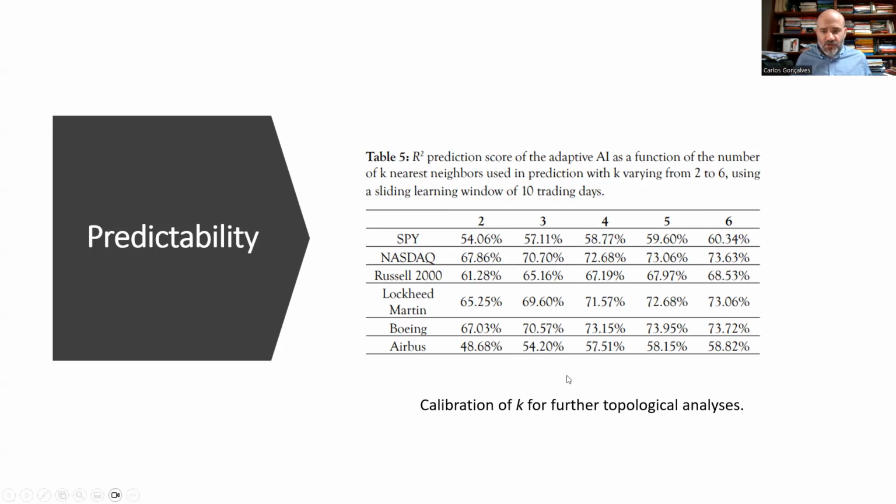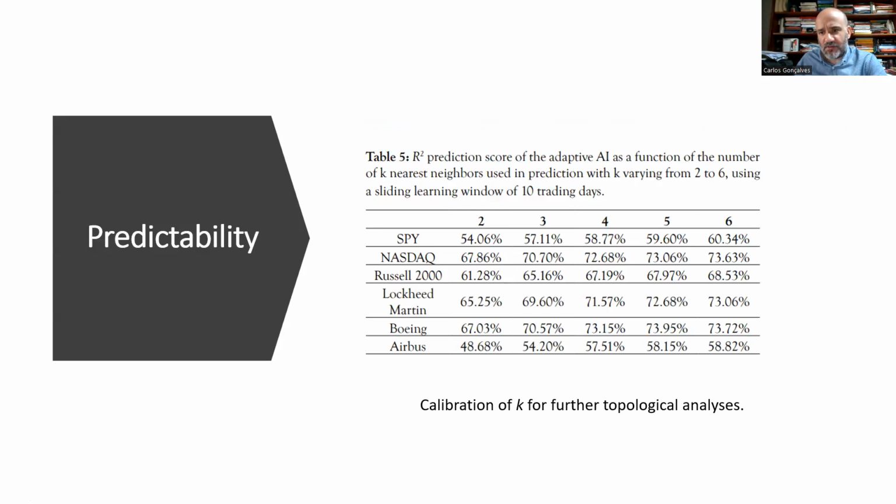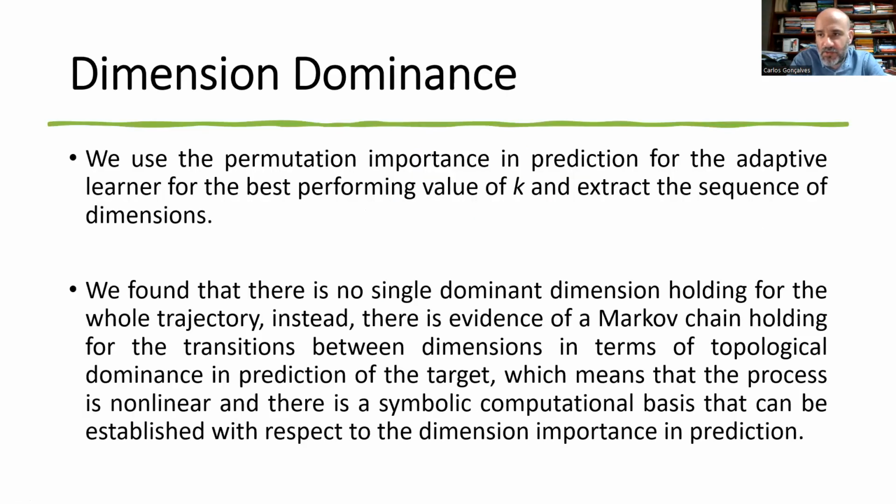So this was used for choosing the value of K. It's 6 for these various financial series, except for Boeing, which has a value of K equals 5 as the best prediction performance. And this was used for the analysis of K nearest neighbors graphs. Now, next, using this value of K, where the agent has the highest prediction performance from this series of values of K, ranging from 2 to 6, we calculate the permutation importance in prediction of the adaptive learner for the best performing value of K and extract the sequence of dimensions.